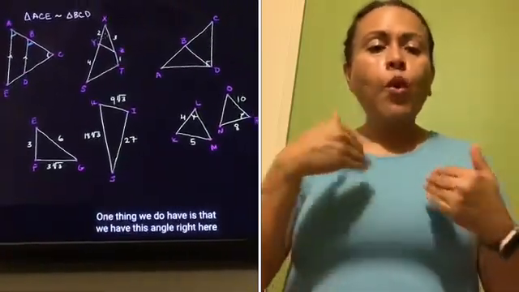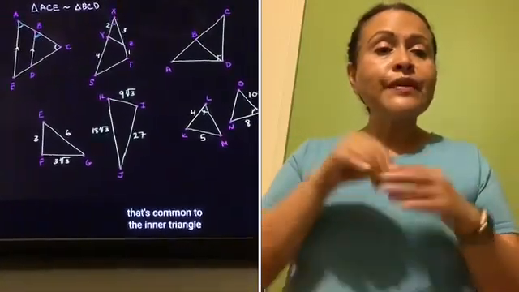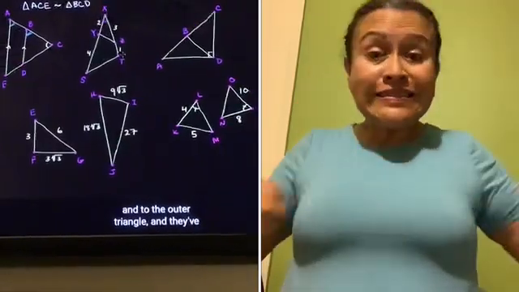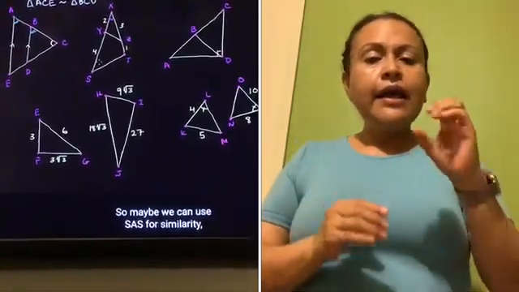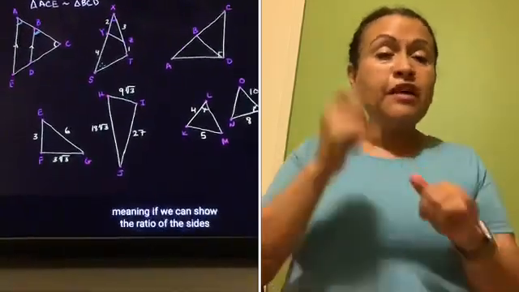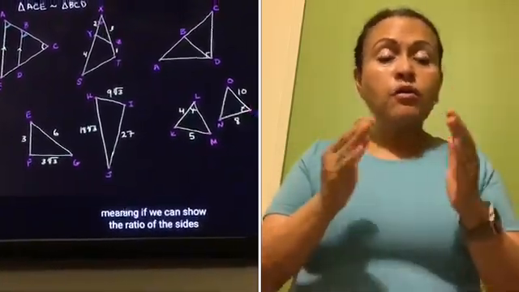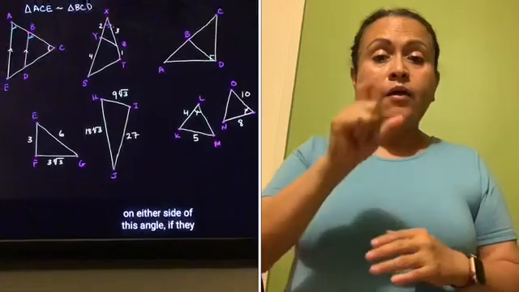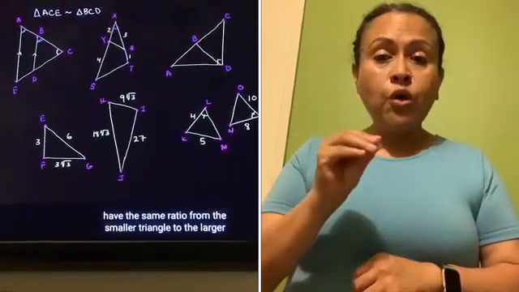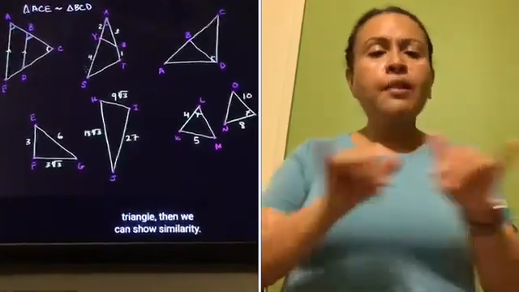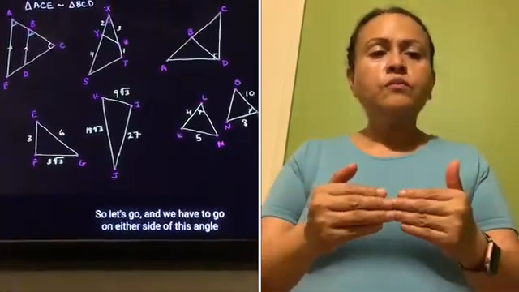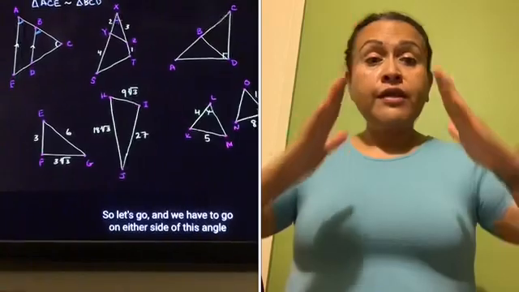One thing we do have is that we have this angle right here that's common to the inner triangle and to the outer triangle. And they've given us a bunch of sides. So maybe we can use SAS for similarity, meaning if we can show the ratio of the sides on either side of this angle, if they have the same ratio from the smaller triangle to the larger triangle, then we can show similarity. So let's go, and we have to go on either side of this angle right over here.